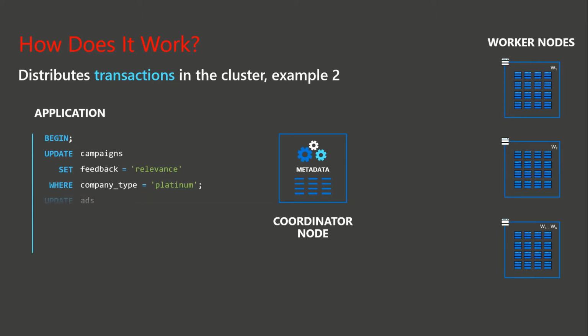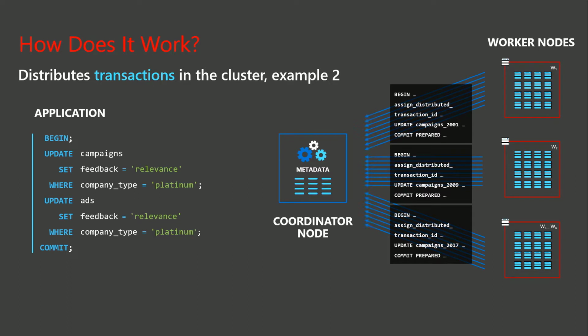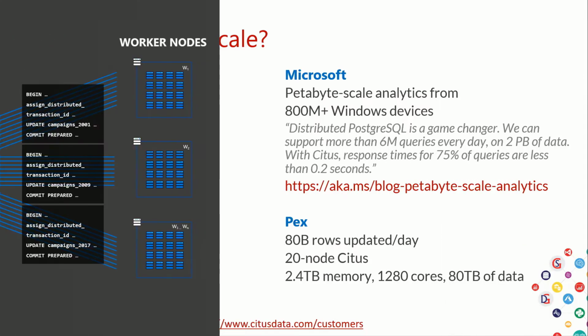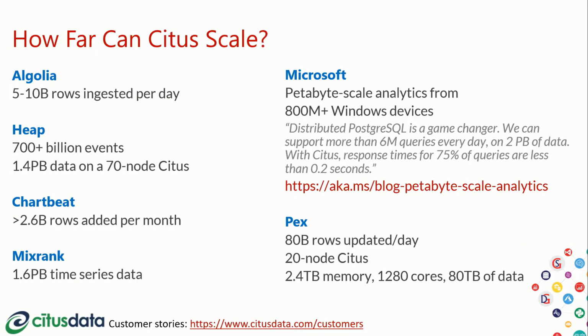If we took another example here where I have two update statements, then the same thing, the coordinator is able to fan out those different parts of the transaction to the respective nodes so that the data is processed on the nodes and returned back to the coordinator and back to the application. So you may wonder, how far can Citus scale?